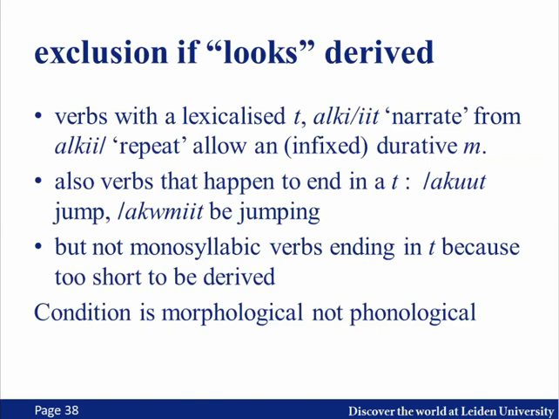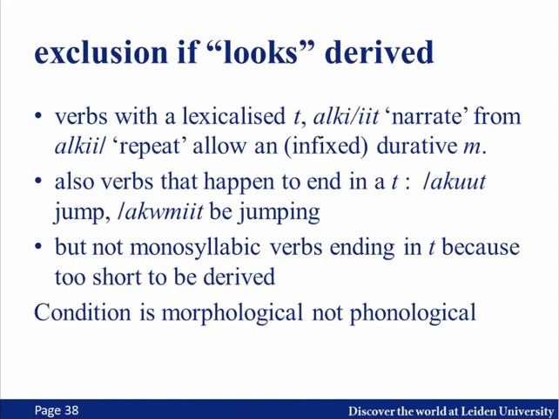I have mentioned this before, and this is one of the fascinating aspects of this whole verbal derivation in Iraqw, that we get this morphological issue that if something looks like a derivation, then it excludes that derivation. So verbs with a lexicalized T, like in alki'it, to narrate, from alki, to repeat, they allow an infixed durative M. Alkmeet.